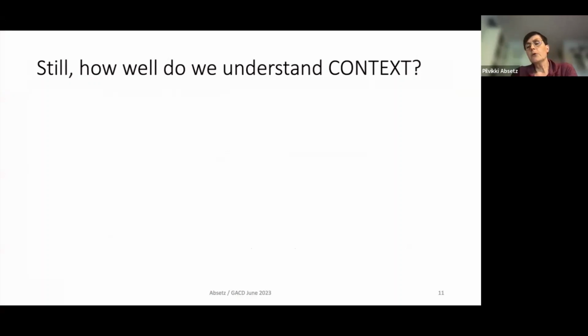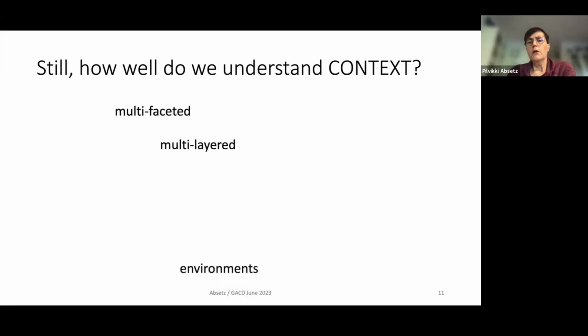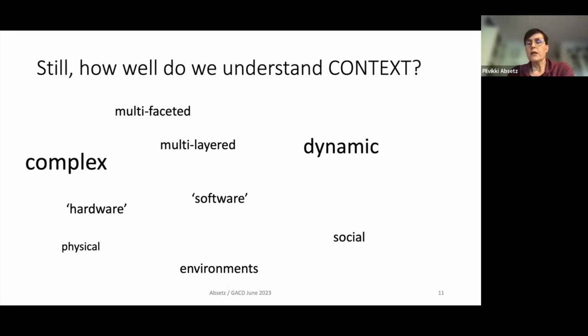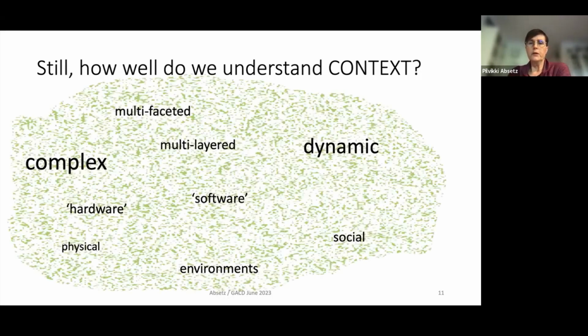But I was wondering, how well do we actually understand context? So we talk about context being multifaceted, and the frameworks help in our understanding of what those facets might be. Also that it's multi-layered. There are environments that are physical and social. There is the hardware, the software, then that it is dynamic and complex and sort of ubiquitous everywhere.